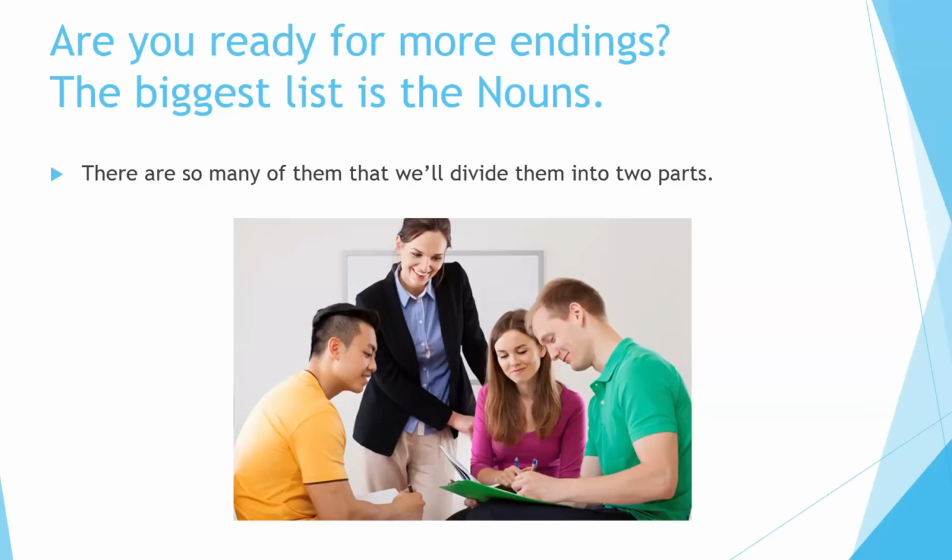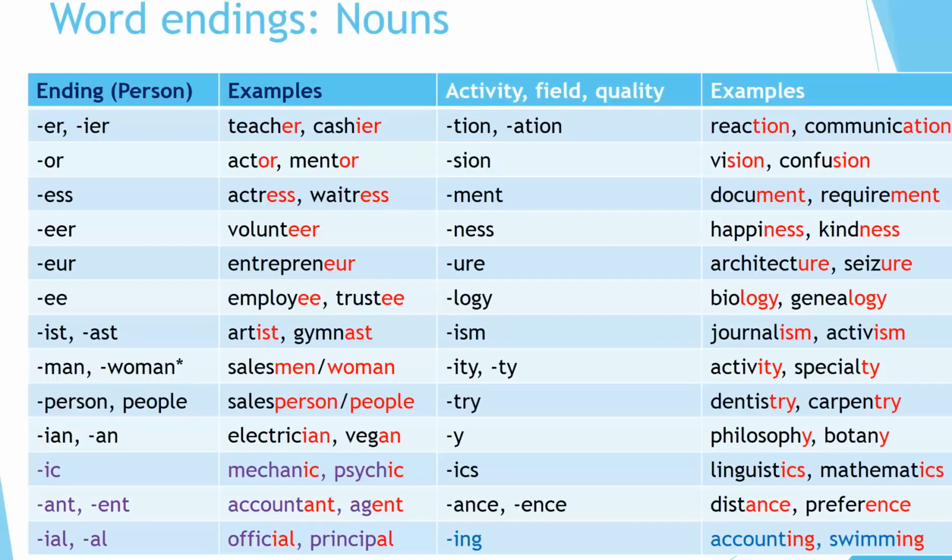Are you ready for more endings? The biggest list is the nouns. There are so many of them that we'll divide them into two parts. Word endings, nouns. The first and second column indicate word endings for nouns that are people or persons. The third and fourth columns indicate nouns that are activities, fields, or qualities, as well as examples of them. Let's look at the first two columns to start with.